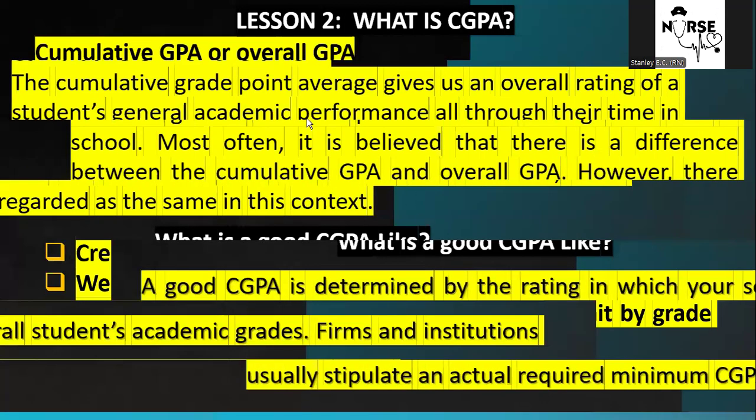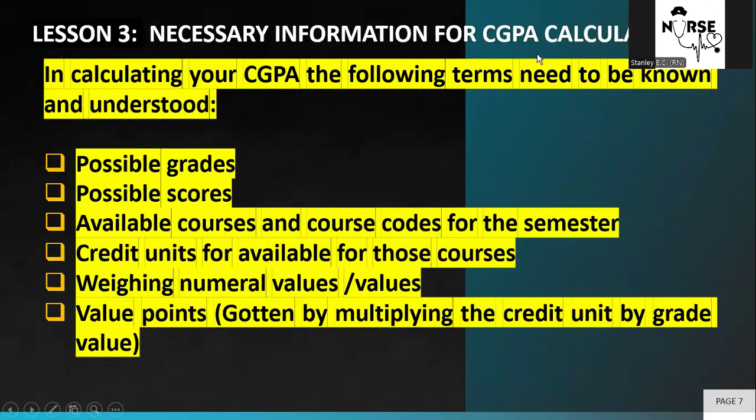That's it for that. Lesson 3. What is the information that you require in order to calculate your CGPA? In calculating your CGPA, these are the following things that you must understand. One of them, for your school, what are the possible grades attainable? For instance, in some schools you can get A plus, but in some schools the highest is A. You can't get A plus based on your school. So, what are the possible scores? For instance, 80 is an A, 70 is a B plus. So you want to know what the possible scores are.